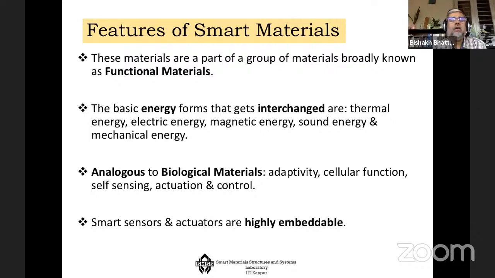So the currency is mechanical energy, and as you know, energy cannot be destroyed, right? Energy can only be transformed. So you should be able to develop this by transforming energy from thermal energy or electrical, magnetic or sound energy. And these materials that can do it are quite analogous to biological materials because they are adaptive, they have a cellular-like function. Even if you break a smart material, each small part still works. And they have a capacity in most cases of self-sensing as well as actuation as well as control. And they are highly embeddable in nature.